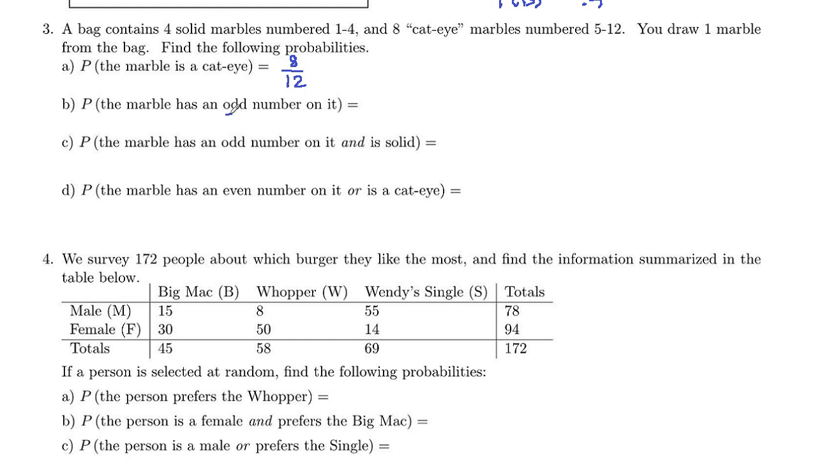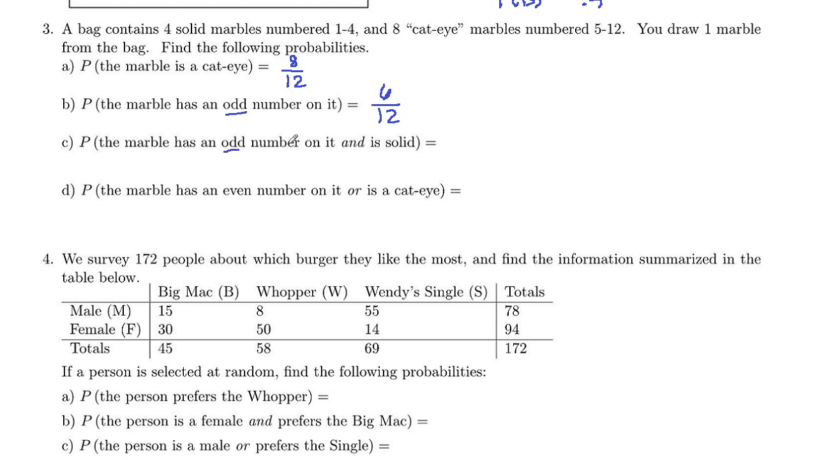The marble has an odd number on it. So there are 12 marbles total. And there are 6 odd numbers. 1, 3, 5, 7, 9, 11. So 6 out of 12 or 1/2, 0.5.